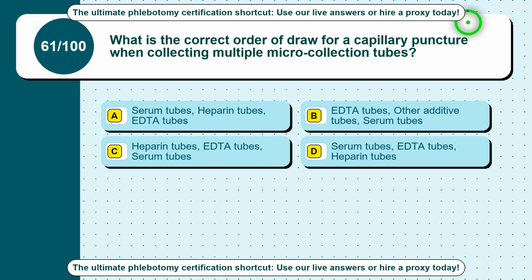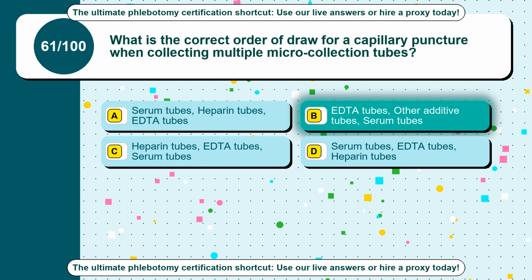Question 61. What is the correct order of draw for a capillary puncture when collecting multiple microcollection tubes? Option A, serum tubes, heparin tubes, EDTA tubes. Option B, EDTA tubes, other additive tubes, serum tubes. Option C, heparin tubes, EDTA tubes, serum tubes. Option D, serum tubes, EDTA tubes, heparin tubes.